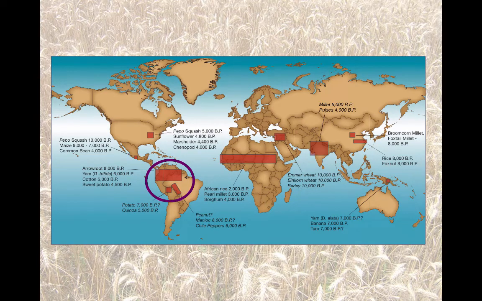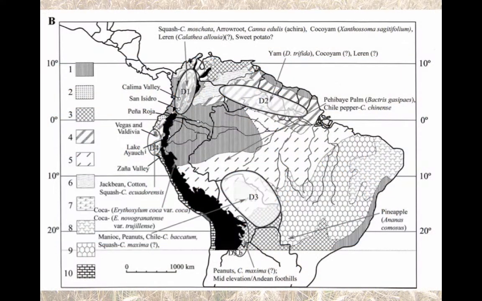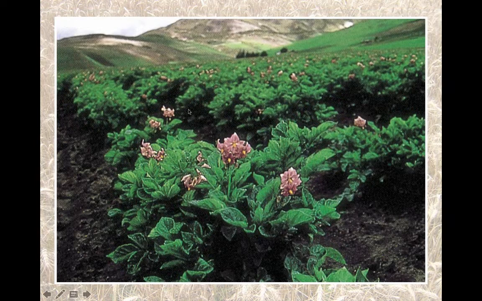And as I mentioned, in South America, there's all sorts of interesting crops that originated, particularly in this region here, with the squash, arrowroot, and I think this is the lima bean area too, in this region. And of course, one of the most important plants that came out of South America was the potato, and that was actually from a different region.